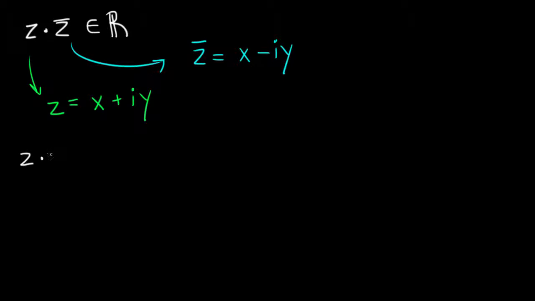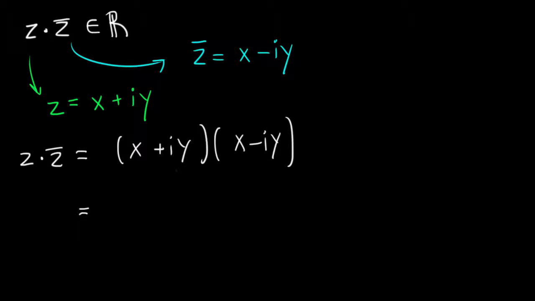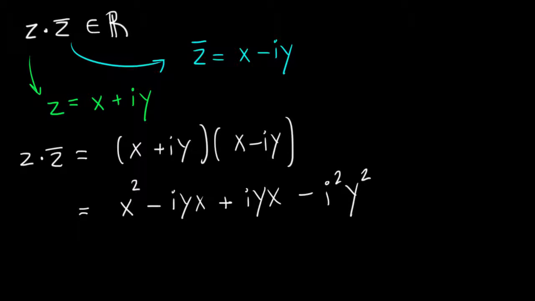So z multiplied by its conjugate is going to be x plus iy times x minus iy, and we just multiply this out straight up. So x multiplied by x is going to be x squared. Then we'll have x multiplied by negative iy, which is going to be negative iyx. Then we have positive iy multiplied by x, which gives us a term that cancels that first one out. And then we have iy multiplied by negative iy, which is going to be negative i squared y squared. First thing we notice, we can cross off these two terms because they are opposite.